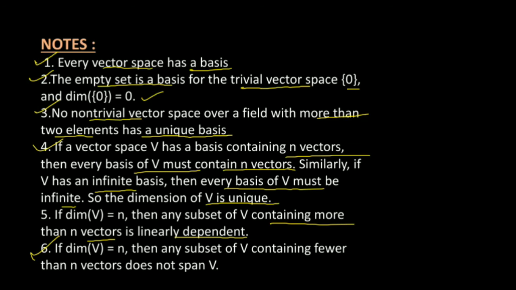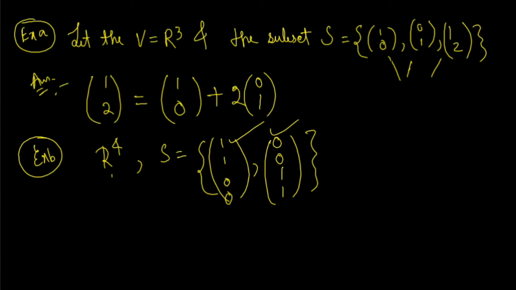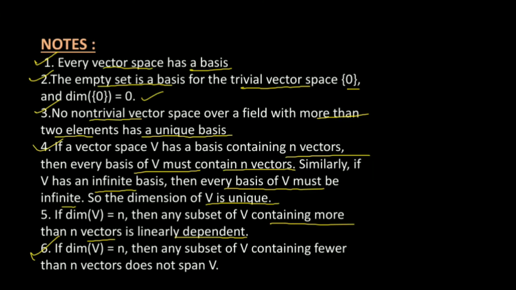This was an example of this point only. If the subset S contains fewer elements than n, then the vectors do not span V, where n is the dimension of V. Here, what is its dimension? The dimension of R4 is 4, and S contains two vectors, that is, the number of vectors is less than the dimension of R4. Therefore S does not span R4.